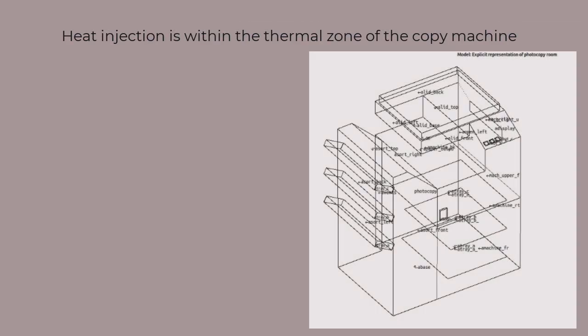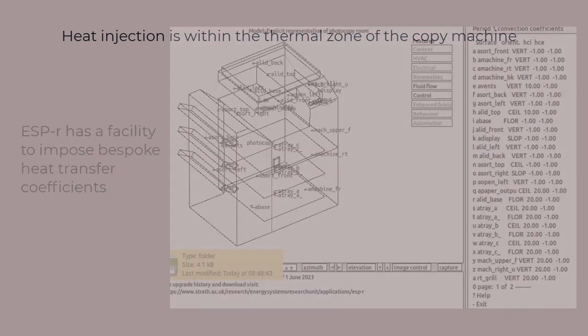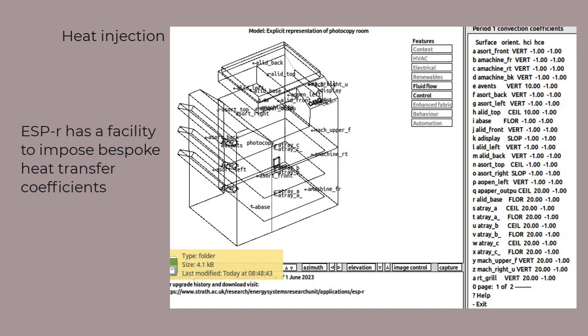Next, well, we're injecting heat into the copy machine of the thermal zone. To ensure that the internal mass gets its fair share of the heat injection, we're going to set some high heat transfer coefficients at the steel plates.